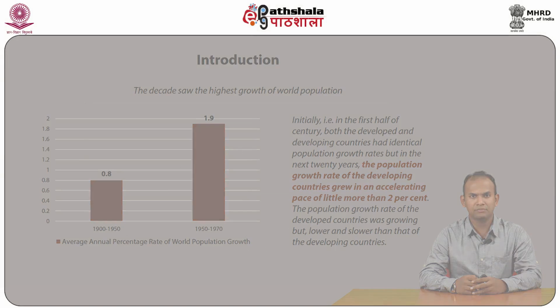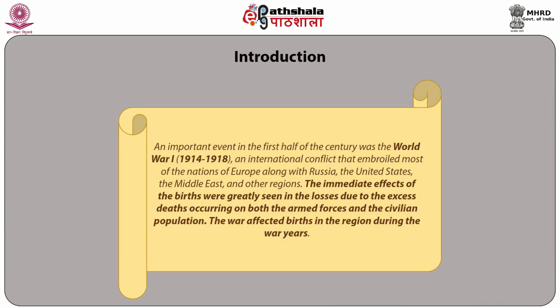The population growth rate of developed countries was growing, but lower and slower than that of the developing countries. An important event in the first half of the century was World War I, which lasted from 1914 to 1918, an international conflict that embroiled most of the nations of Europe, along with Russia, the United States, the Middle East, and other regions. The immediate effects on births were greatly seen in the losses due to the excess deaths occurring in both the armed forces and the civilian population.